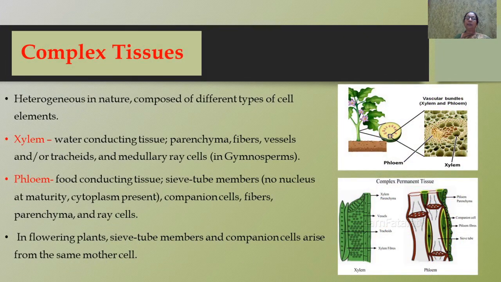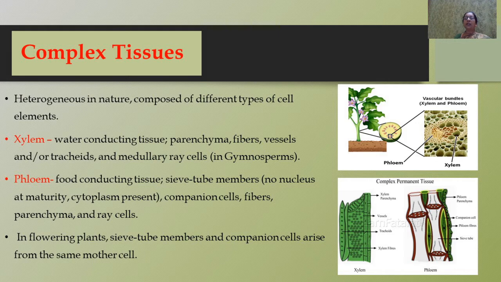Next type, that is the second type, is the complex tissue. Complex tissue mainly consists of different types of cells in a group. So it is not a homogeneous tissue, it is heterogeneous in nature and composed of different types of cell elements in the same tissue. The best examples of complex tissues are the xylem and phloem, that is the vascular tissues.